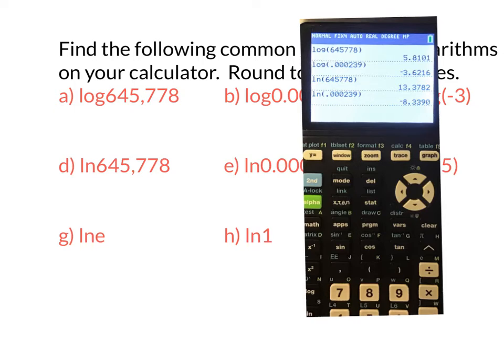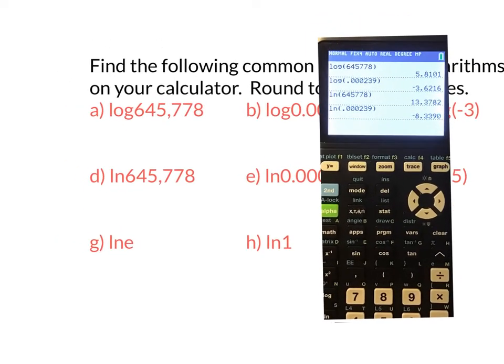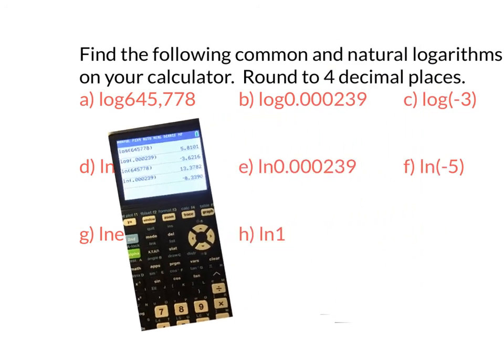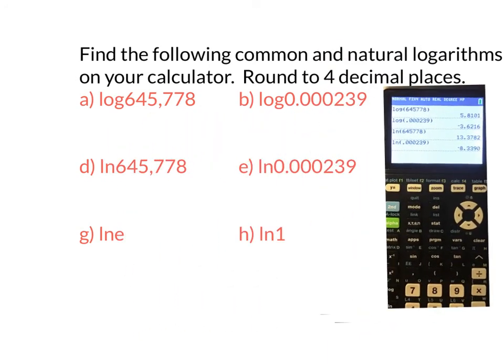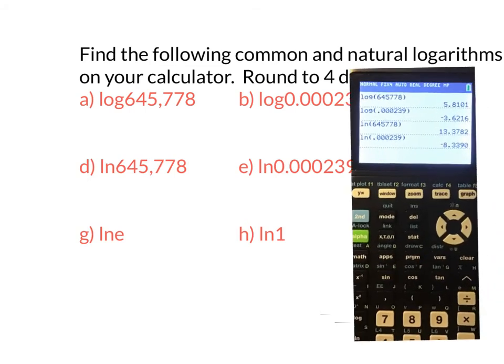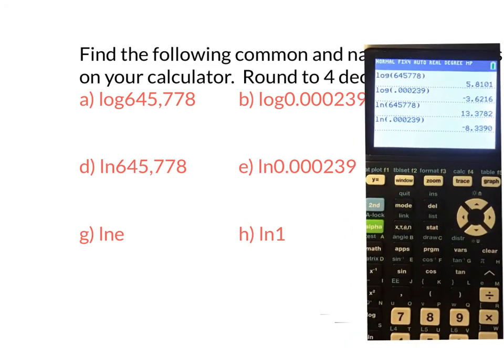Okay, so then it said to do natural log of 645, and you can see I did that, and it also said natural log of the second one that we did, 0.000239. So I did those and got those answers. Also notice two of them were negative. The negative answers were the decimals, because they turned into fractions, which means you had to flip the base 10.